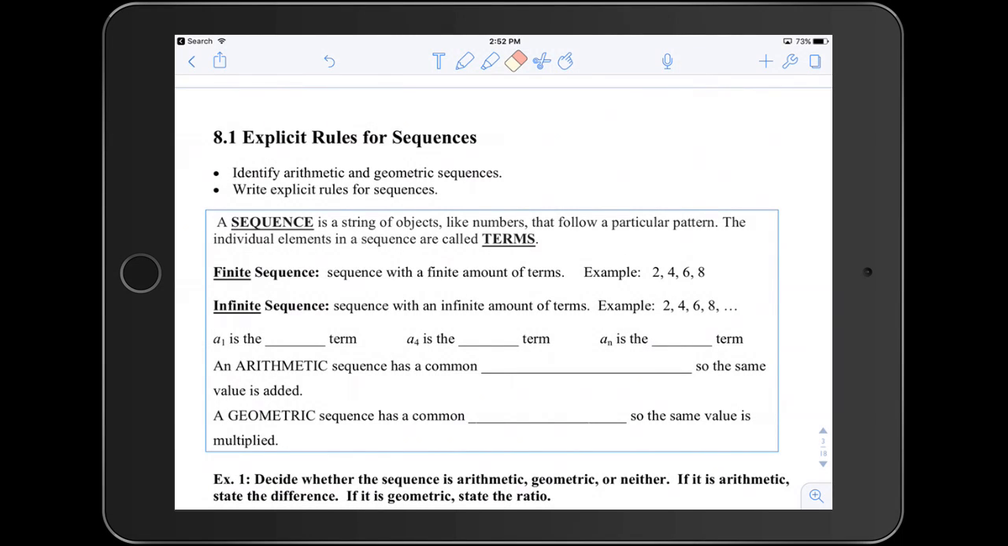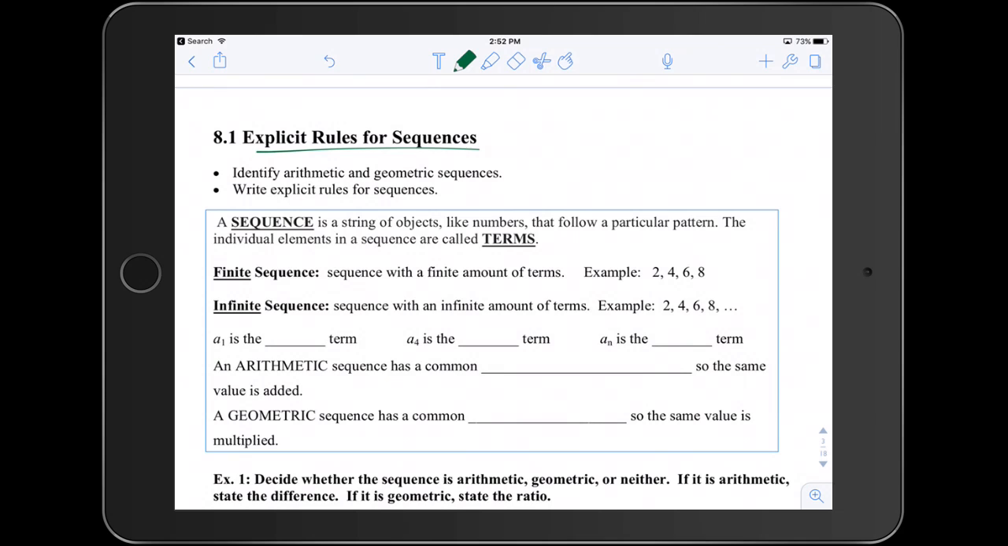Welcome, ladies and gents, to your first note guide of Unit 8. The Unit 8 title is Sequences and Series. This is section 8.1, which is just talking about sequences, not series yet. We are going to be specifically talking about the explicit rules for sequences. You'll see that right up at the top here.